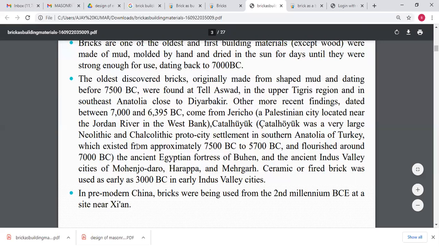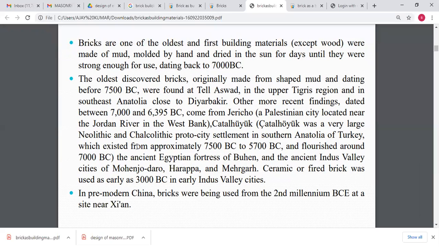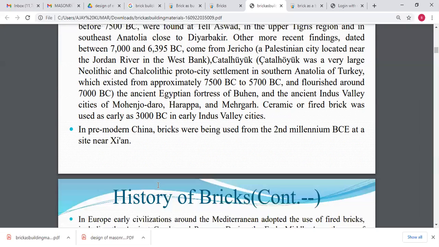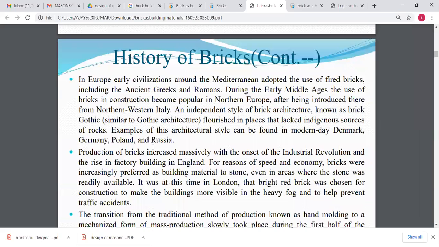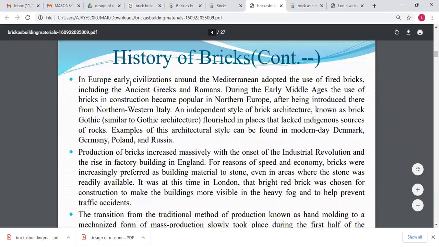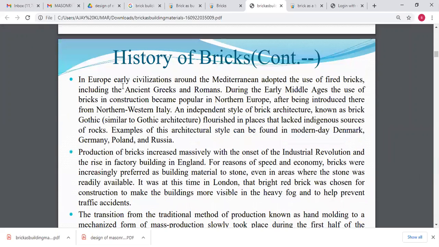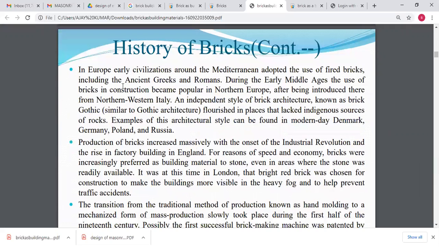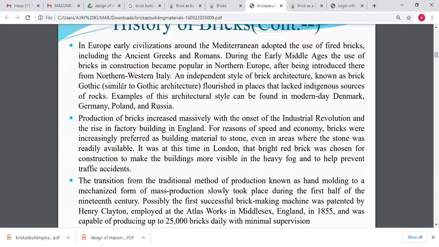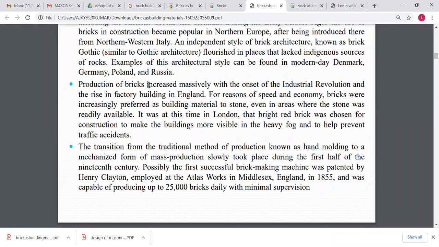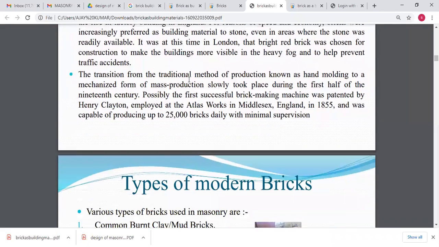So these are the basic information about the bricks. So just go through this. The most important is the history of the bricks. Usually the earlier civilization started in Europe, so from Europe the bricks have been invented. In the Middle Ages, brick construction became popular in northern Europe. After that, northwestern Italy depended on brick architecture, and brick production improved. The production of bricks increased massively at the onset of the Industrial Revolution, with the rise of factory building in England. So the bricks have more weightage.